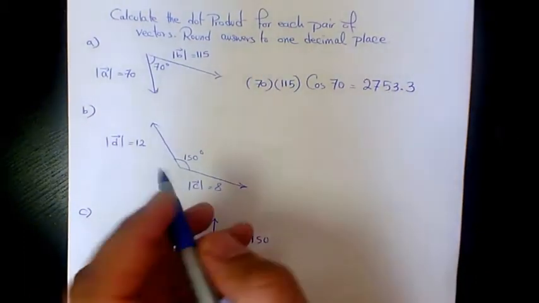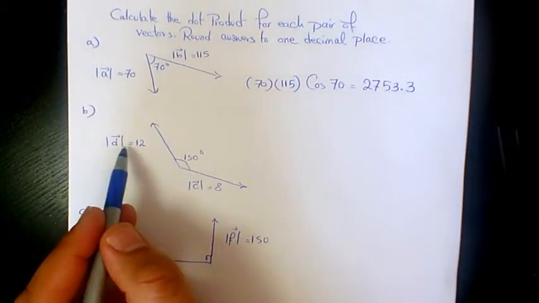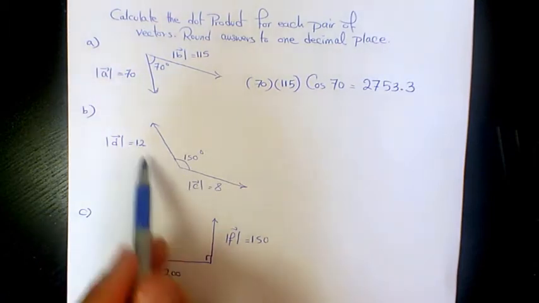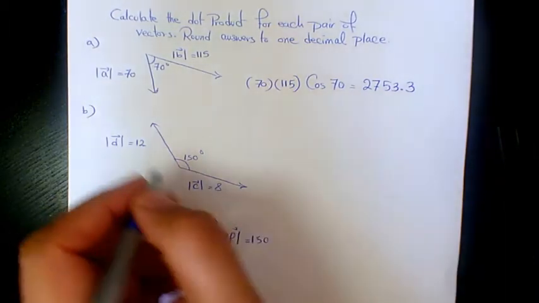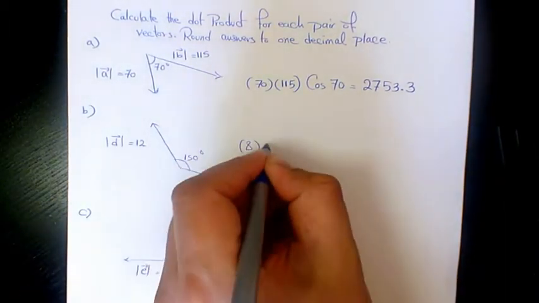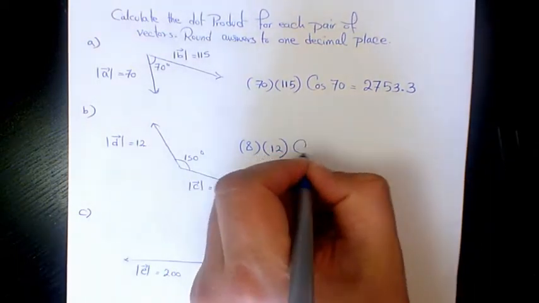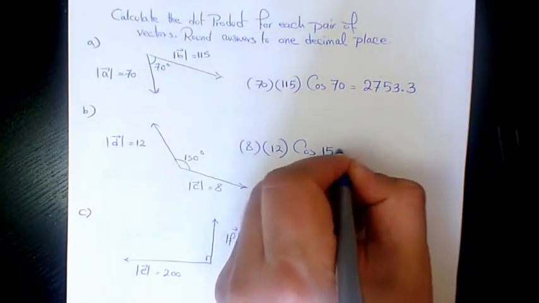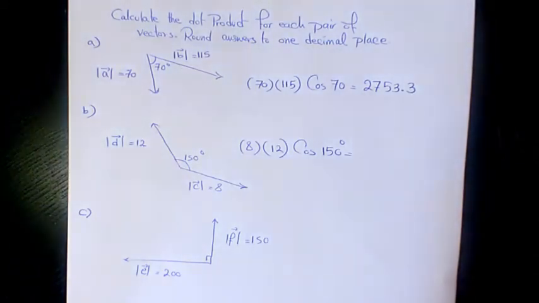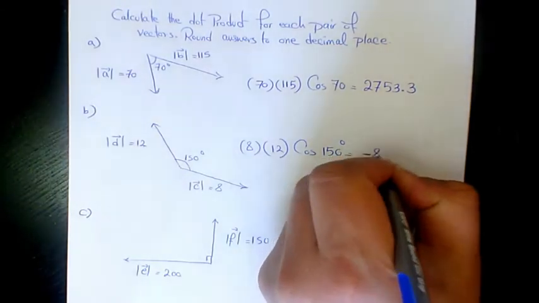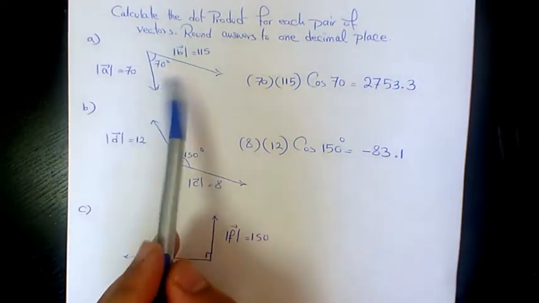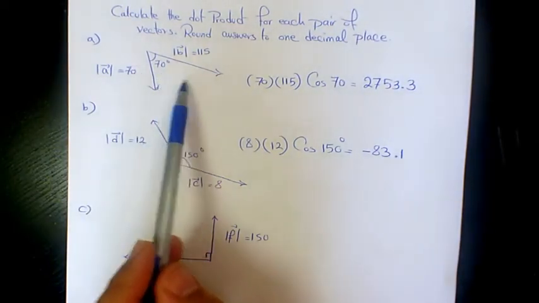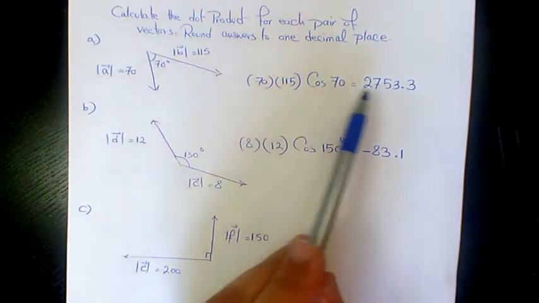Next one. We have vector D, the magnitude is 12, the magnitude of C is 8, and the angle in between is 150. So the dot product is going to be 8 times 12 times cosine 150 degrees, which is going to be negative 83.1.